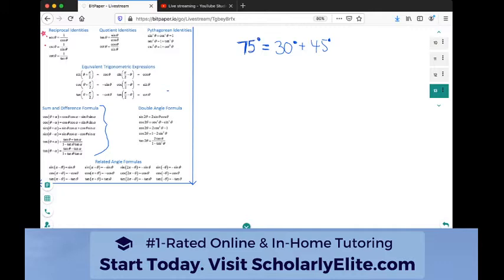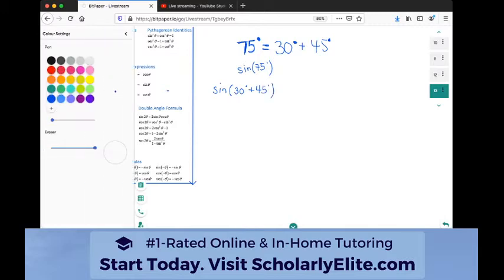So let's show how we can use these sum and difference formulas to solve larger questions like this. In this case, let's say we're being asked to solve for the sine of 75 degrees. Again, we know that 75 is 30 plus 45, so one way I can break this up is sine of 30 degrees plus 45 degrees.